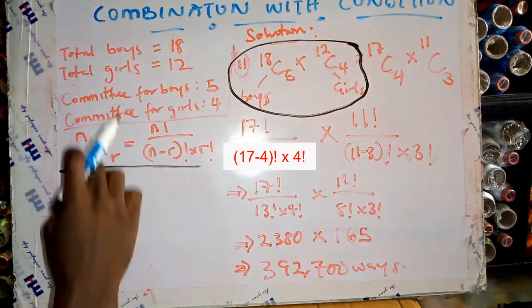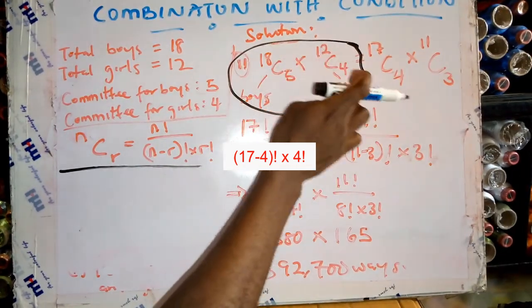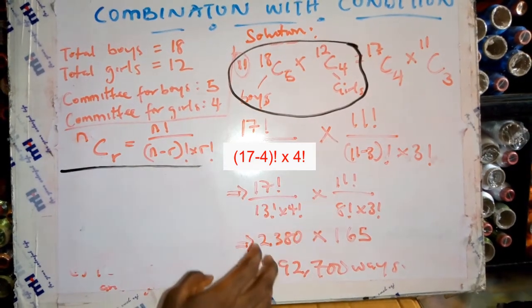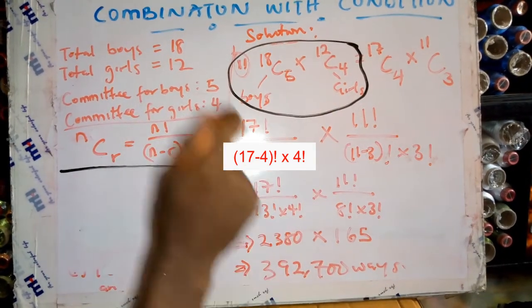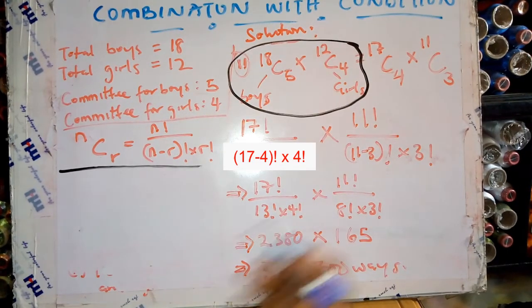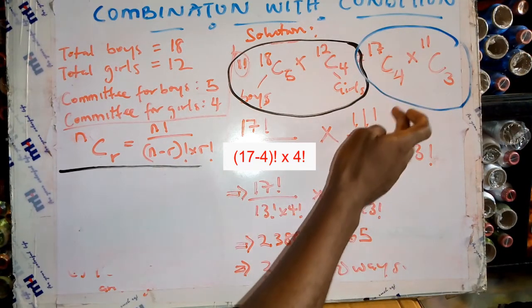So without any restriction, this is the representation here. This is it, 18 combination 5, which is for the boys, 12 combination 4, which is for the girls. But now that we've been given a condition that one particular boy and one particular girl must be there, this is the representation. Now, one particular boy, one particular girl.